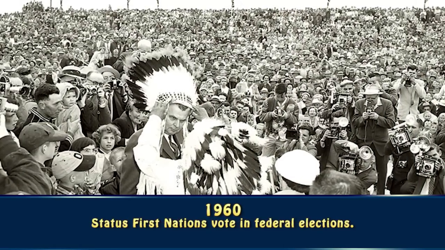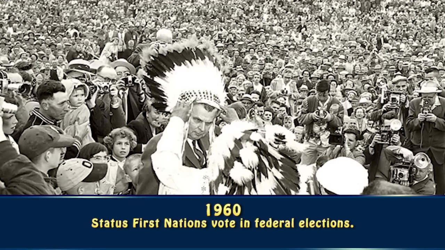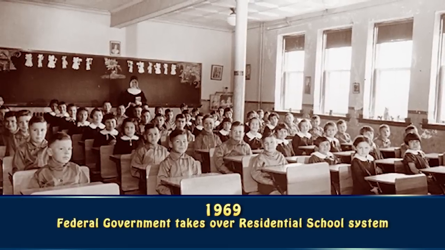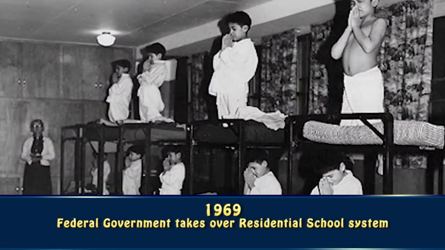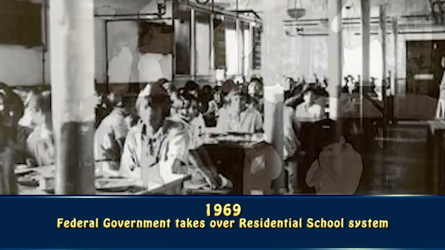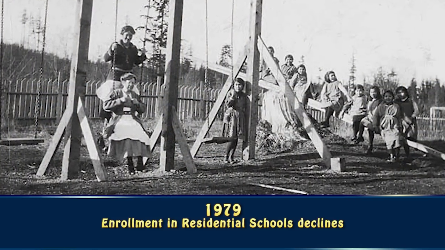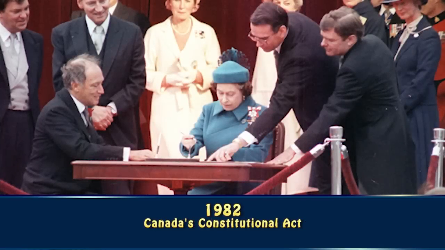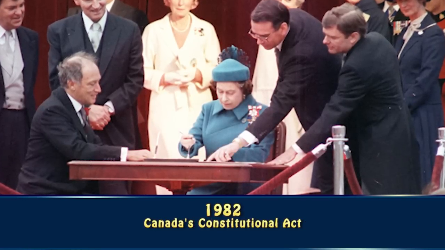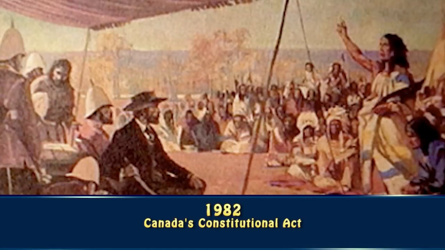In 1960, status First Nations in Canada were permitted to vote in federal elections. The partnership between the government and churches was brought to an end. All remaining residential schools come under federal control. By 1979, 1,200 students remain enrolled in 12 residential schools across Canada. With the repatriation of Canada's new constitution, the Act recognizes the British Crown's responsibility to protect existing Aboriginal and treaty rights.